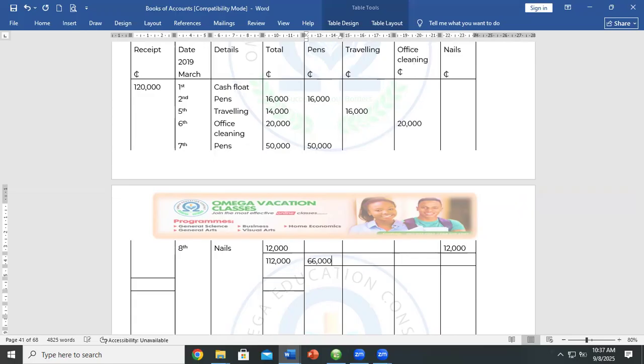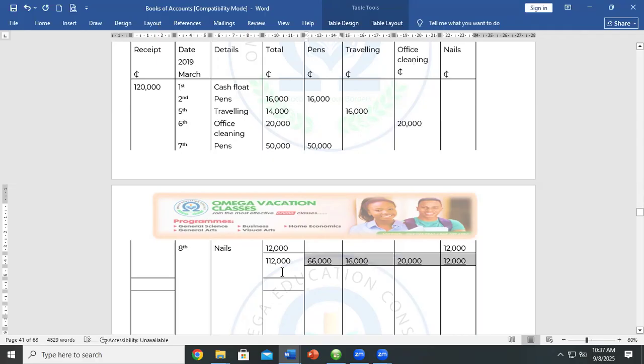You do the same for the traveling, 16,000. You do the same for the office cleaning, which is 20,000. And you do the same for the nails, which is 12,000. Now look at what is happening here. You underline for the expenses. You underline it because that's it.